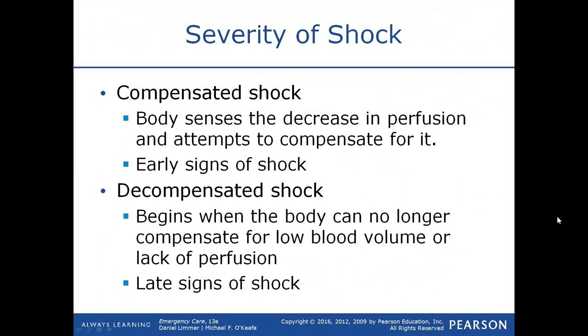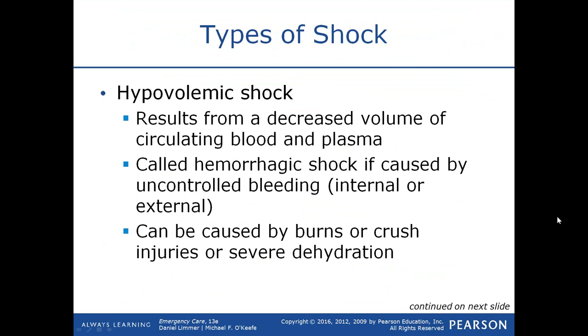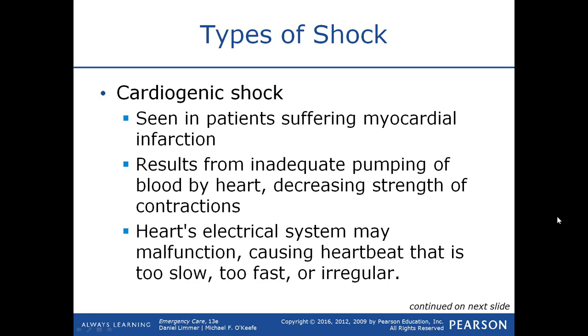So a fall in blood pressure is a very late finding in shock. The different types of shock that are out there, hypovolemic is the most common, and that results from a decrease in volume of circulating blood or circulating plasma. It's called hemorrhagic shock if the cause is bleeding, but hypovolemic shock can also be caused by burns where you lose a lot of plasma, can be caused by crush injuries where you lose a lot of plasma and water into crushed or damaged muscle. It can be caused by vomiting and diarrhea, which leads to severe dehydration.